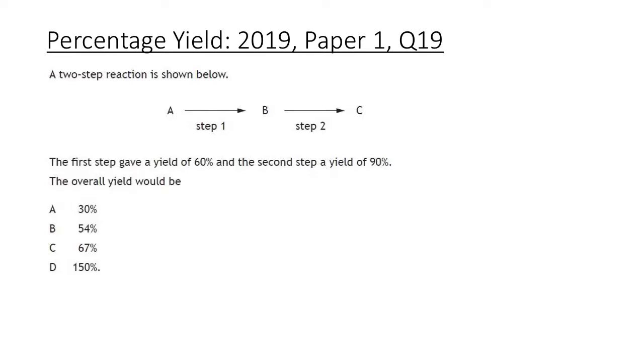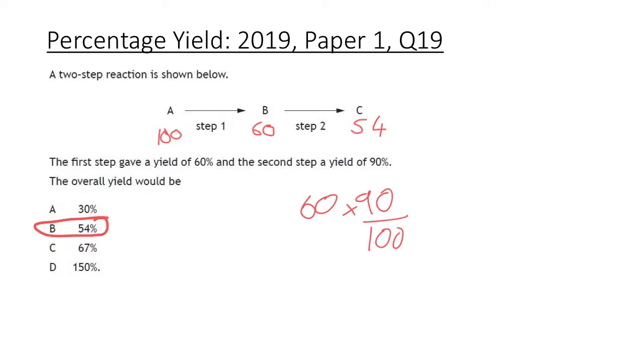Well, percentages are out of 100, so let's imagine we are starting with a mass of 100. It says going from A to B, we've only got a 60% yield. So if I start with 100 and I've only got 60% of that at the end, then by part B, I've got 60. It's now saying we've got 90% of that. So your job then is to say what is 90 over 100 times 60, 90% of 60, and you should find that is 54. Looking at our answers, that means the answer is B.